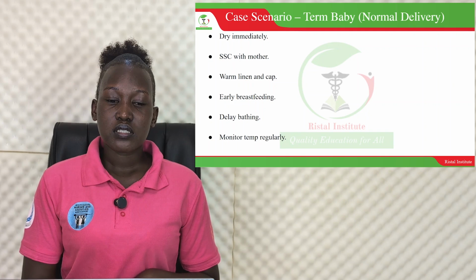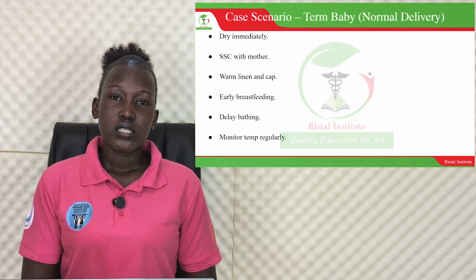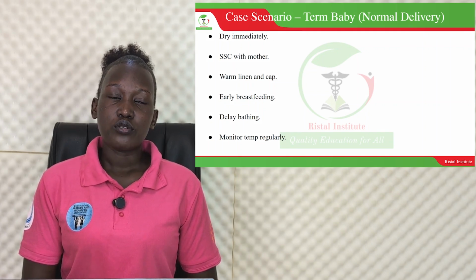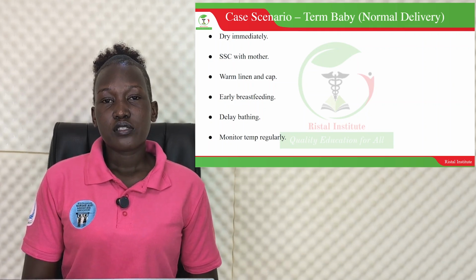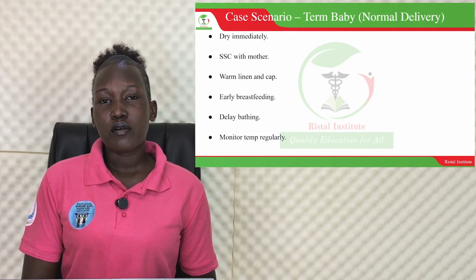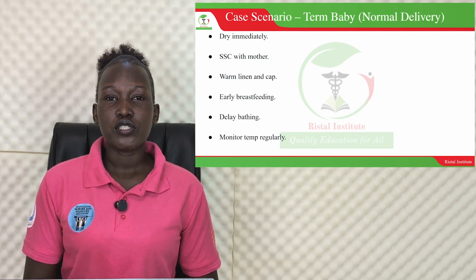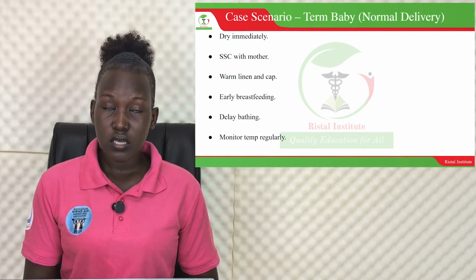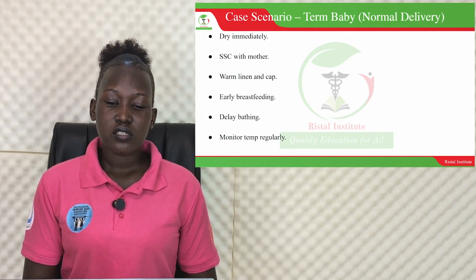So thank you so much. That is all you need to know about a normal newborn. The first 24 hours of a newborn is very critical, and the first 1 hour is the golden hour. So even if you were very careless, at least make sure the first 1 hour you monitored the baby closely. Everything you do on them, you record.